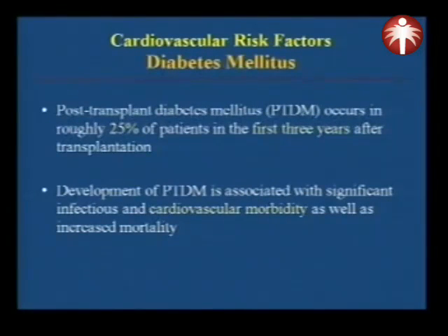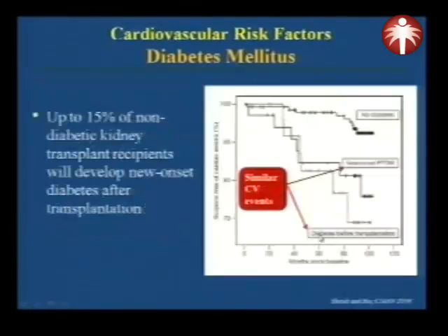And we come here to diabetes mellitus, which is a major risk factor, as I told you, either on its own or as part of the metabolic syndrome. And you can see up to 25% in the first 3 years after transplantation, patients can develop diabetes. And this development is really significant in increasing the mortality rate. And in the first year, you can see up to 15% new onset diabetes after transplantation.